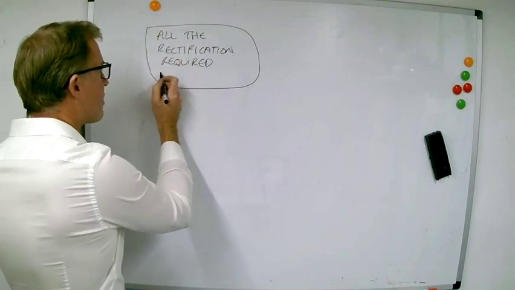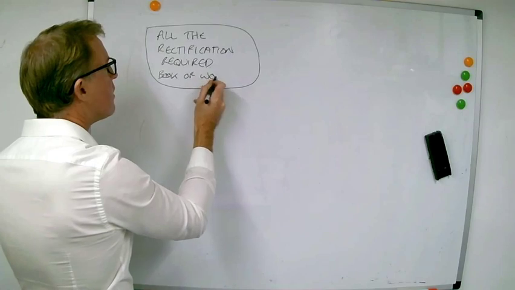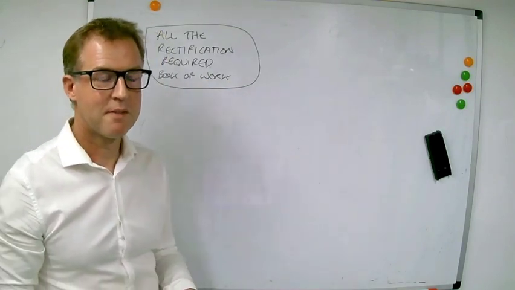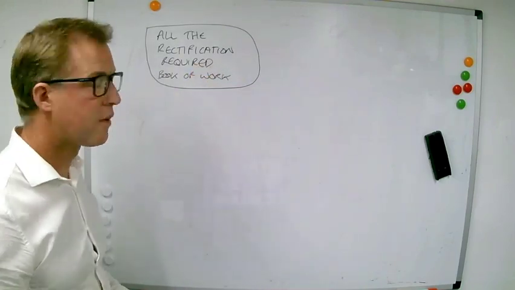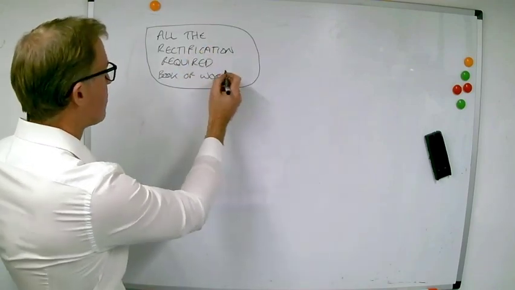So that would be like a book of work for various different systems. It may take months, a year, hopefully not. So you've got that, you've got the work that's required to basically meet resilience requirements. So the rectification for resiliency.